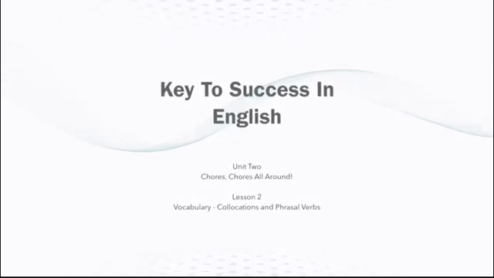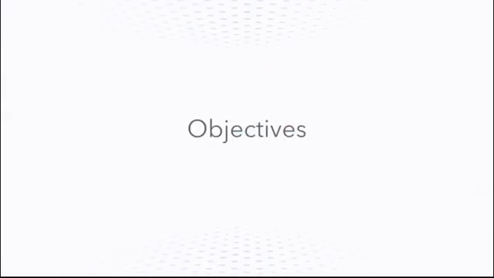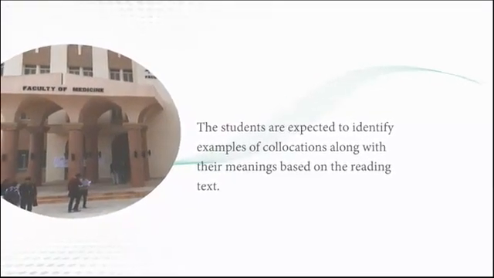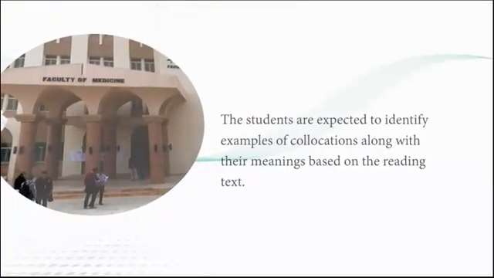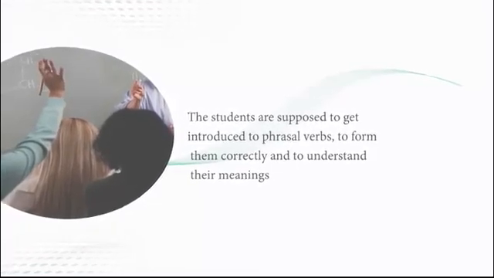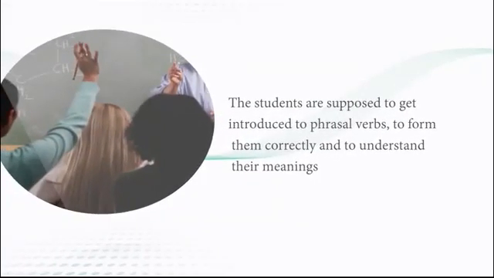Vocabulary, collocations and phrasal verbs. The objectives are: 1. The students are expected to identify examples of collocations along with their meanings based on the reading text. 2. The students are supposed to get introduced to phrasal verbs to form them correctly and to understand their meanings.